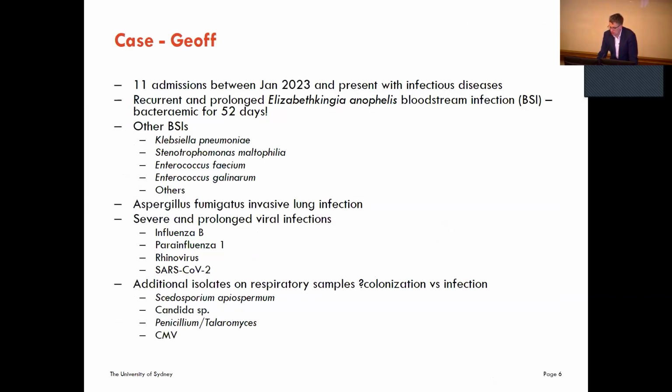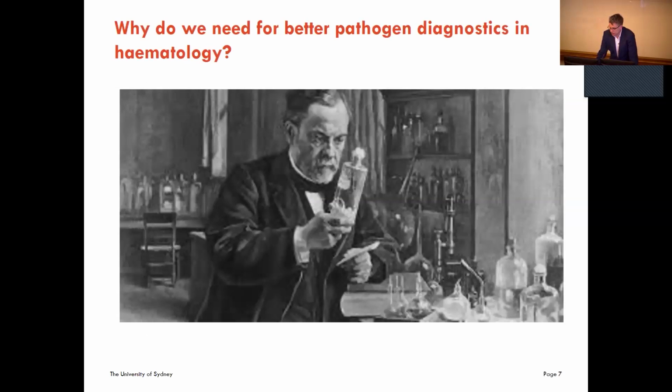He has an Aspergillus fumigatus invasive lung infection and actually went on our novel antifungal trial, the Olorofim trial, and continues on that. And he's also had at least 4 different respiratory viral infections with influenza B, parainfluenza 1, rhinovirus, and SARS-CoV-2. He also has repeatedly isolated some other organisms on his sputum, including a Scedosporium apiospermum, which we keep getting in upper respiratory tract samples, but not on bronch samples. Lots and lots of Candida, a Penicillium or Talaromyces, and of course, CMV DNA positivity.